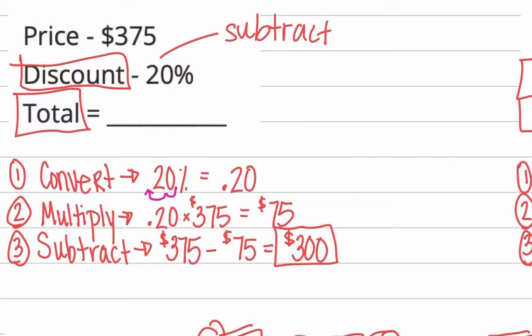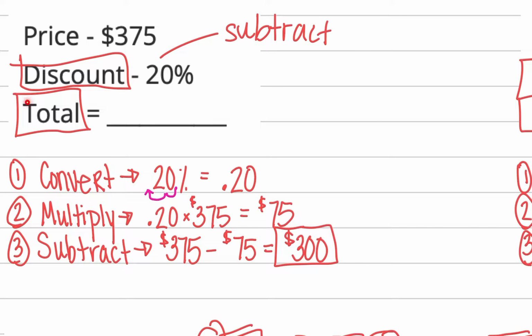All right, guys. So we are going to go over some of the most missed questions from the different practices that I've seen throughout the week. Our first problem gave us a price of $375, a discount of 20%, and they asked for the total.